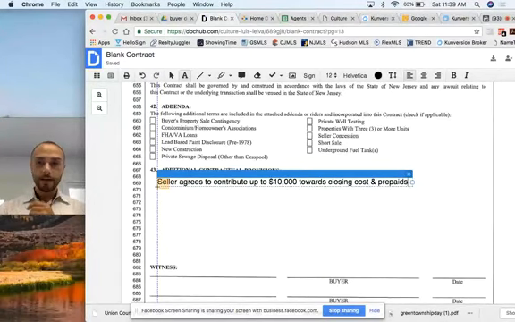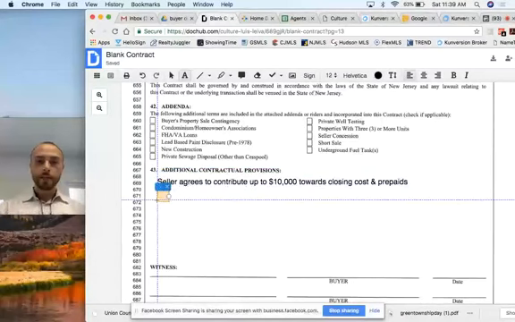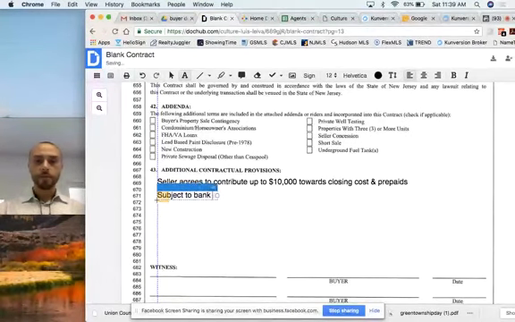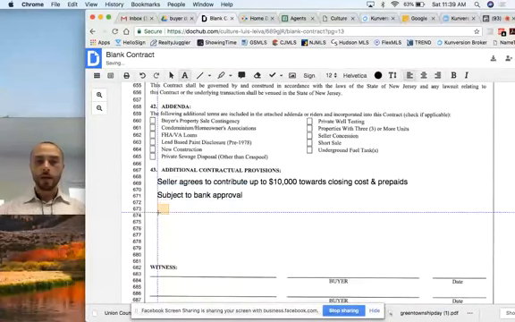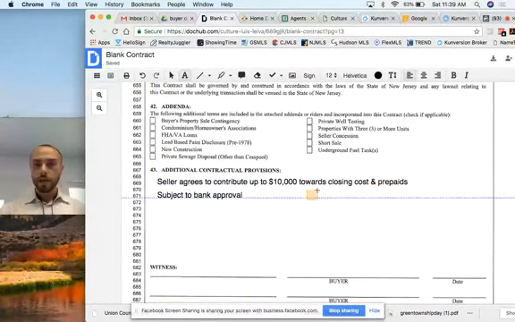If you need to specify other things like this, I'll tell you right now, subject to, if you need to specify something else like subject to bank approval, because it's a short sale, then you would have to put that here as well. All right, going back to the Claudia's question, closing costs and prepaids.